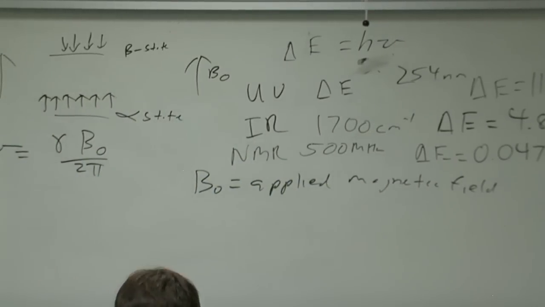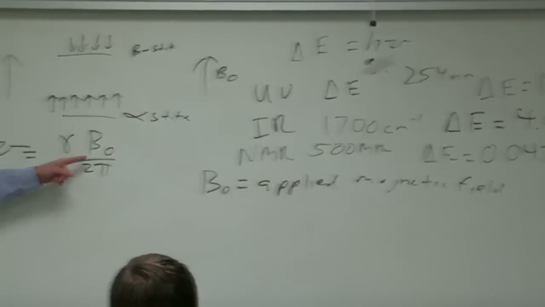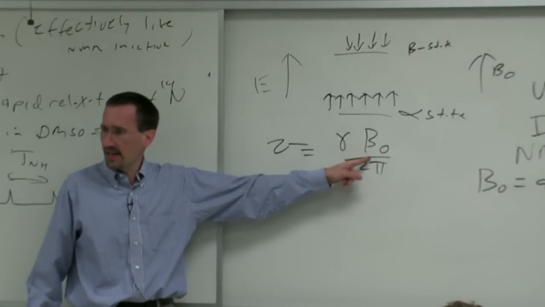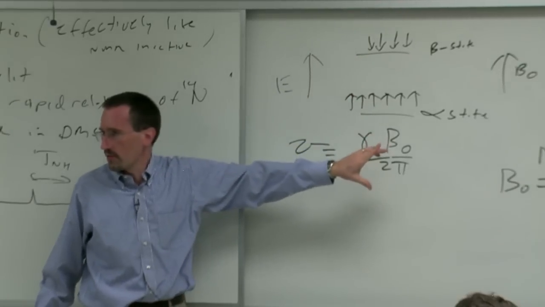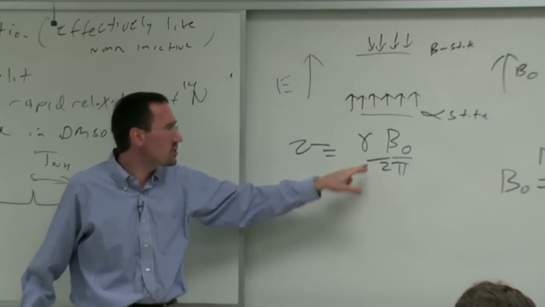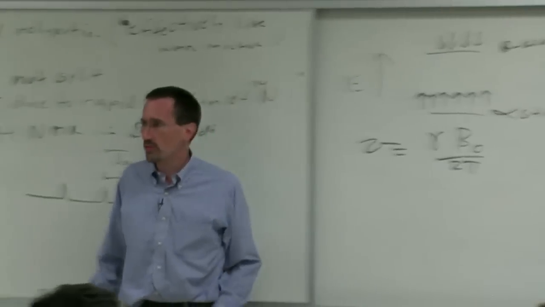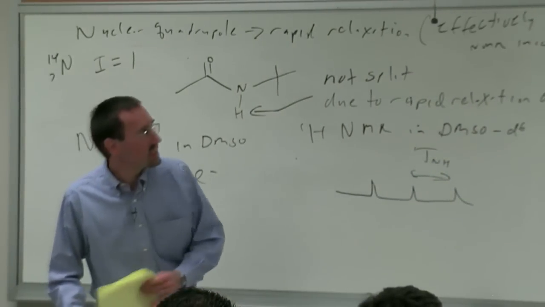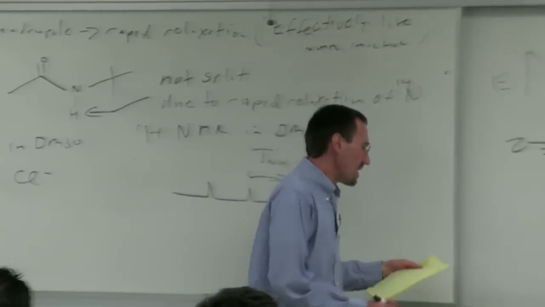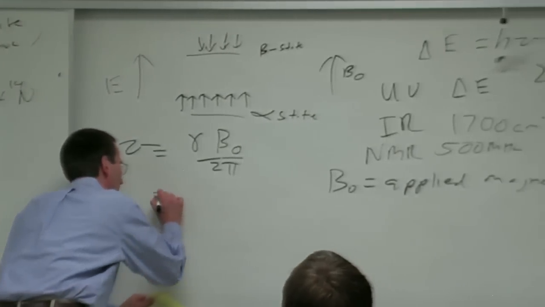So if you look at this, you say, oh, well, this kind of makes sense. A bigger applied magnetic field means a bigger difference in energy, right? Delta E equals h times gamma B naught over 2 pi. So that kind of makes sense. All right, let's just take a look at that. What does that mean? There's a linear proportionality.